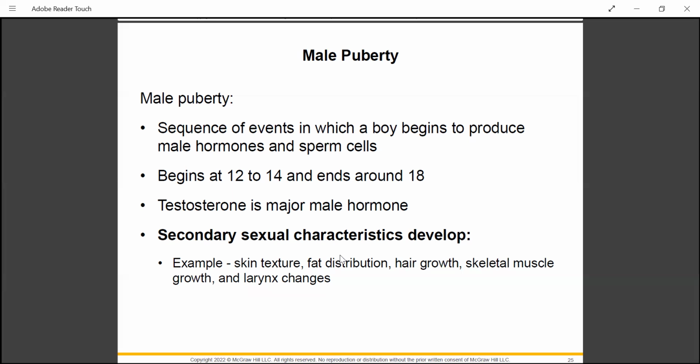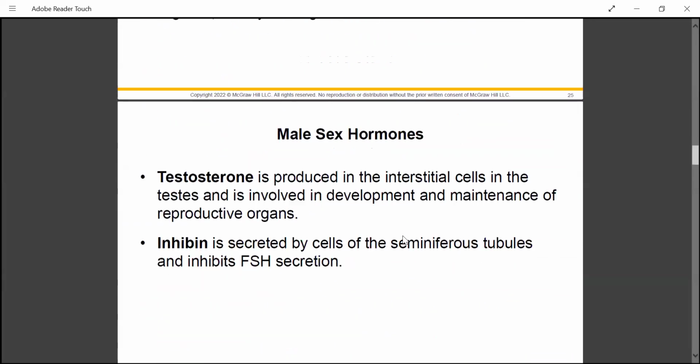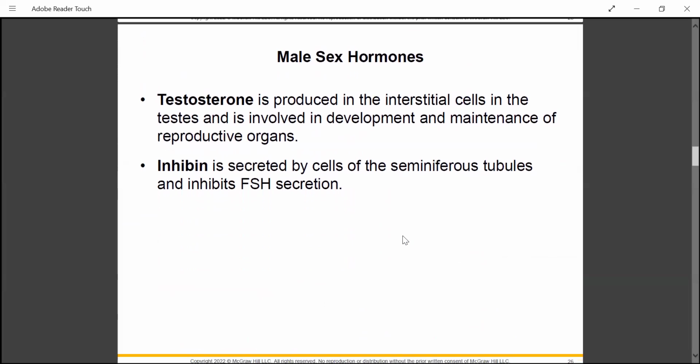And we're going to get some changes at the larynx. This is why we get the change in the voice. So we get changes at the vocal cords. So we just said that testosterone is our primary hormone. If you remember from our previous slides, this is going to be produced by the interstitial cells in the seminiferous tubules of the testes.